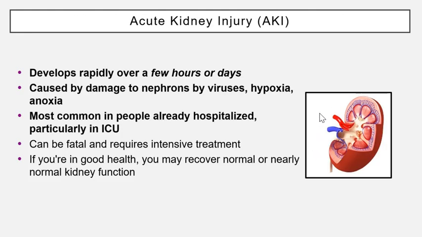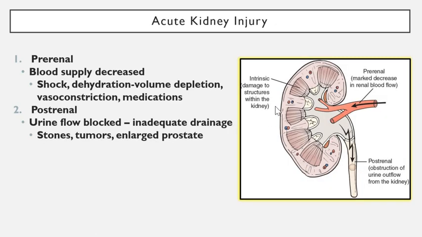So first thing we're going to talk about is acute kidney injury. So this is something that happens very, very quickly and it can be caused by a number of things: viruses, hypoxia, and anoxia. Most common in people already hospitalized, particularly in the ICU, can be fatal. With intensive treatments, and if you're in good health, normally these things recover, and you recover normally, and you have normal kidney function. So what'll happen is you have different versions of acute kidney injury.